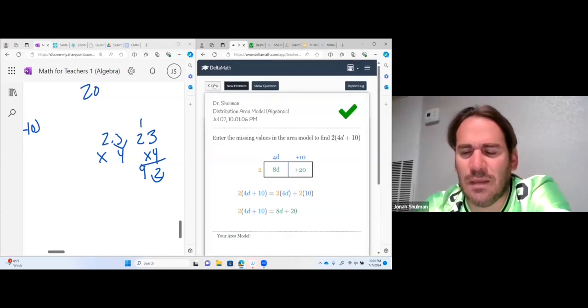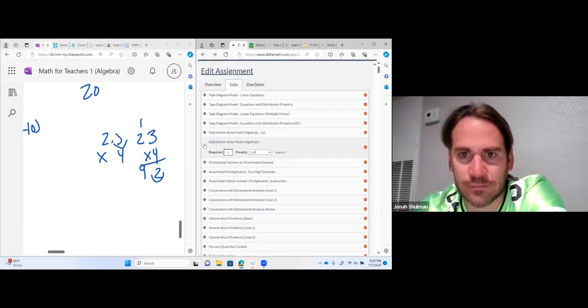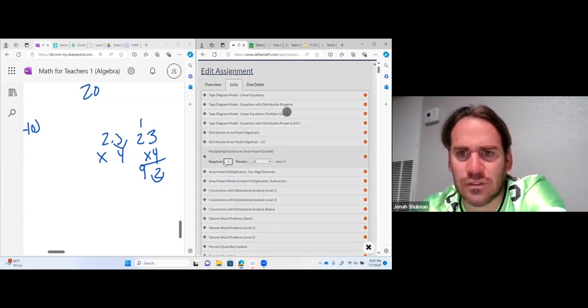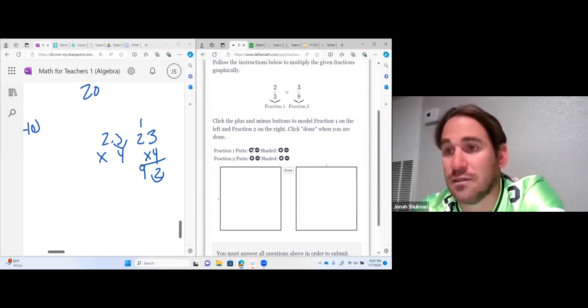Nice. I believe that this one is easier than the last one, so I'm going to move it up one. Oh yeah, because that was level 2. All right, so let's do an area model with fractions. We've done this one before, but I just wanted to show it again because I like the animation.